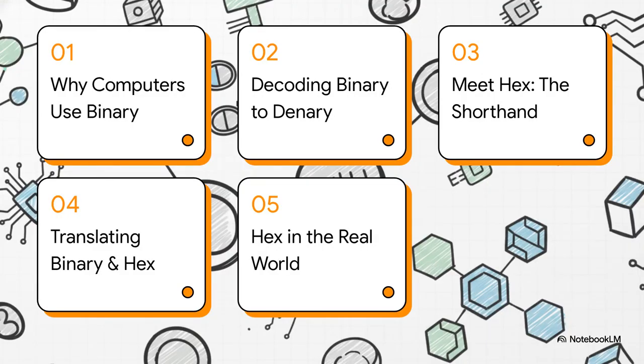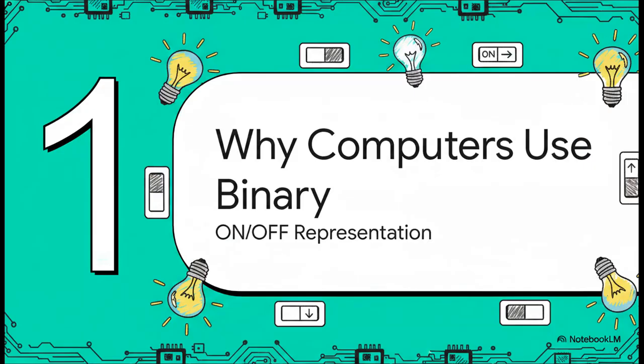Okay, so here's our game plan for today. First, we'll lock down why computers are all about binary. Then we'll get our hands dirty, translating that computer speak into our numbers and back again. After that, we'll meet its cool cousin, hexadecimal, which is basically a cheat code for binary. And finally, we'll check out where hexadecimal is hiding in plain sight in the real world. Right, let's dive into section 1.